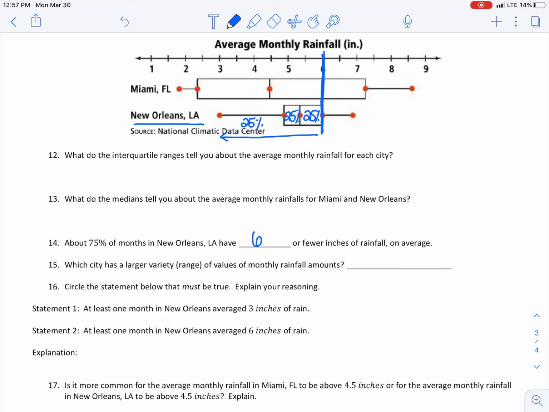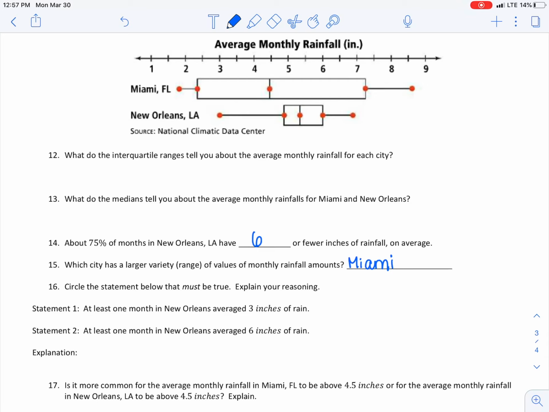Which city has a larger variety, which means range, of values of monthly rainfall? Range we can tell by taking our max minus our minimum. So we're going from here to here, and then from here to here. Which of those is larger? We would say Miami here. It has a greater span from here to here than New Orleans does. All right, let me erase. Sorry, it's kind of lagging here.